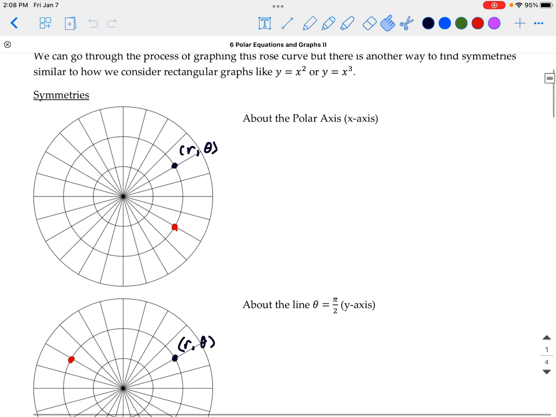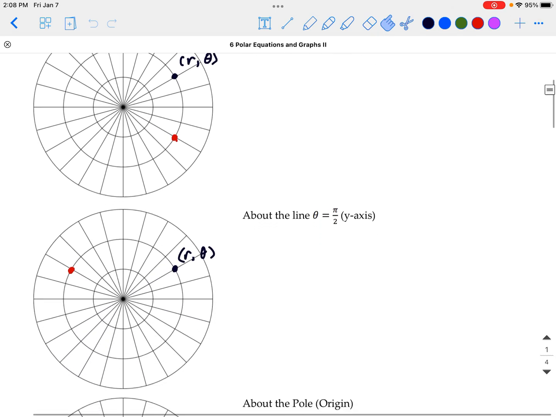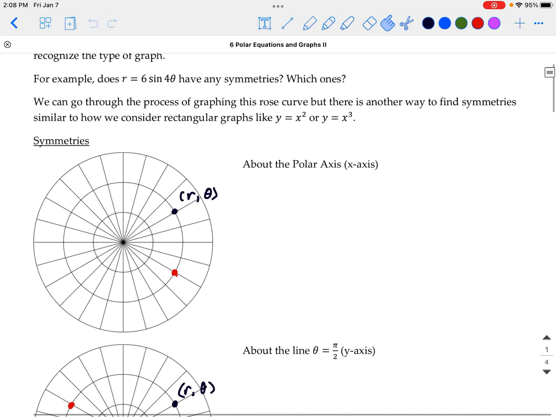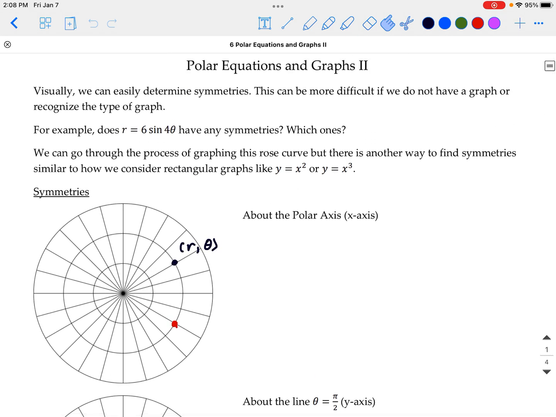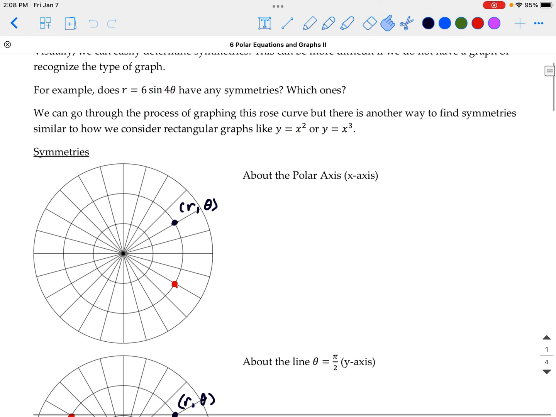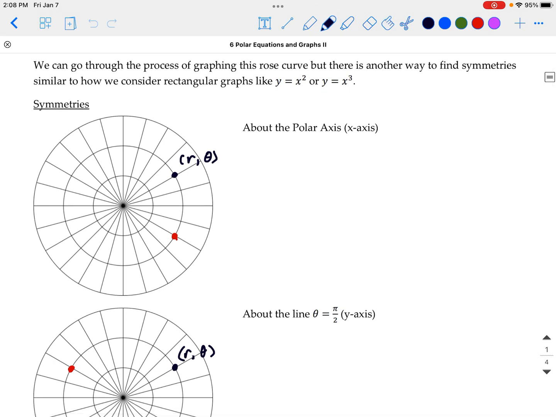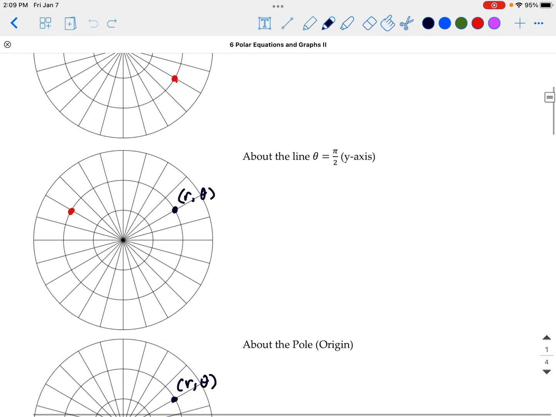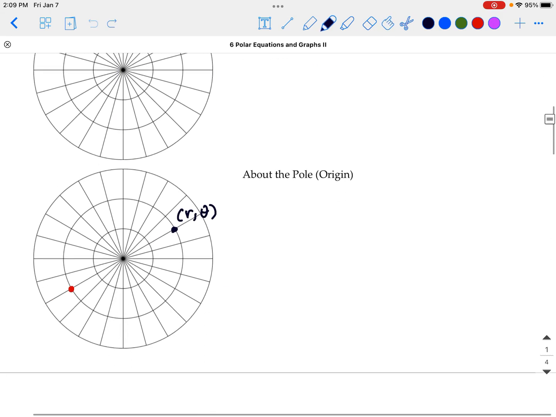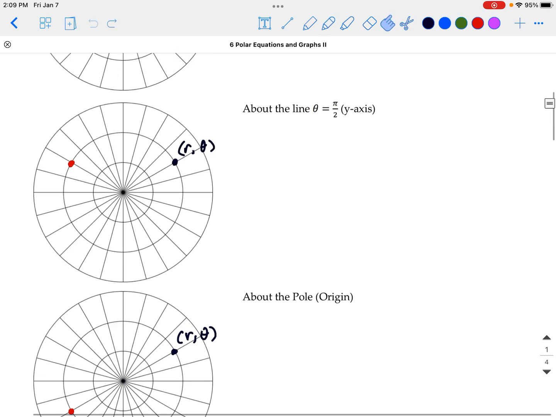What we're going to look at is kind of reviewing the three different types of symmetry that are going to be most common for our polar equations and graphs. That's going to be symmetry about the polar axis, or what we think of as the x-axis in rectangular coordinates. The line theta equals pi over 2, which is like the y-axis. And then the pole, which is just the origin. So symmetry about the origin.